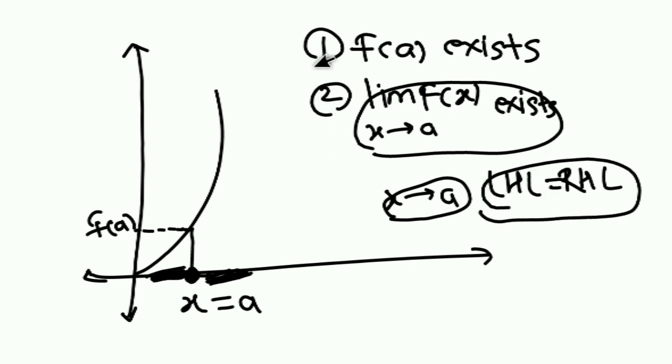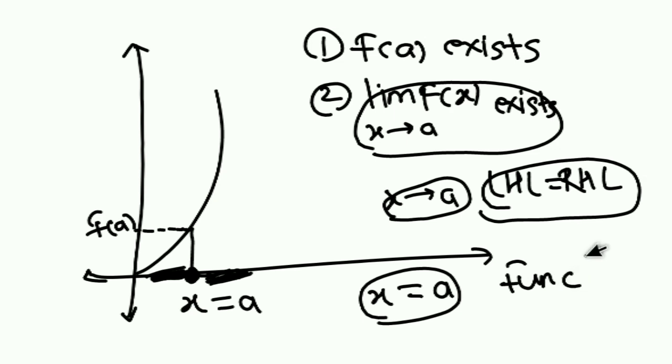If these conditions are satisfied, then we can say that the function is continuous at the given point x equal to A. And when the function is continuous at all the points, then we can say that the overall function is continuous. The overall function will be continuous when the function is continuous at all the given points.